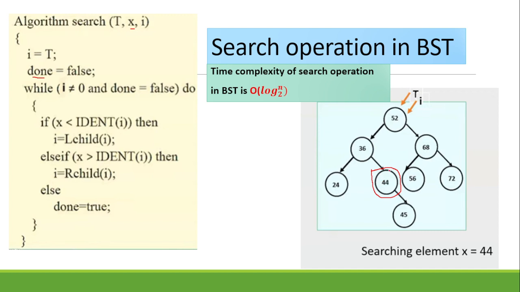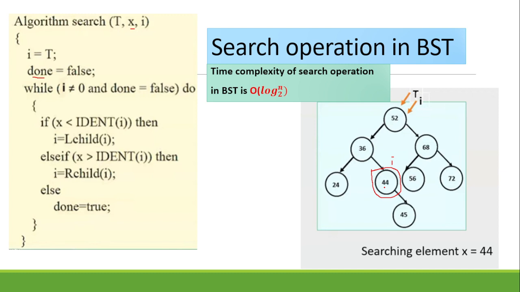Now I am at this node. There we understand that now I is pointing to this node, which has the value 44. Search key is that node, so we will return its location. That is the algorithm search. In this algorithm, the time complexity is big O of log n to the base 2.